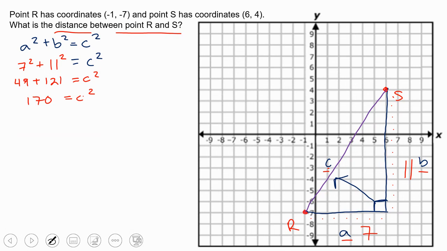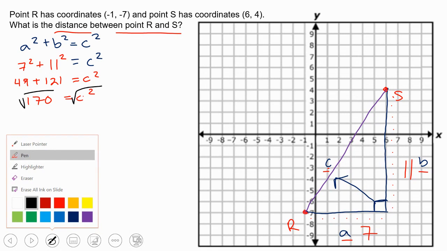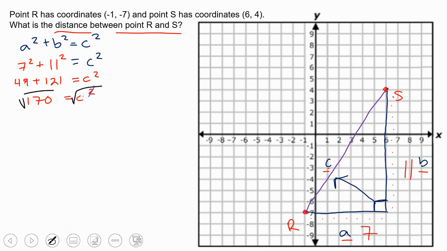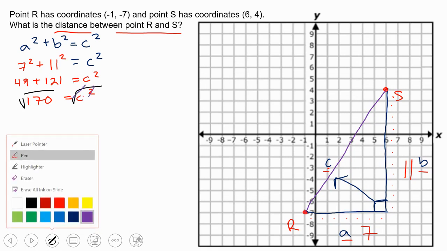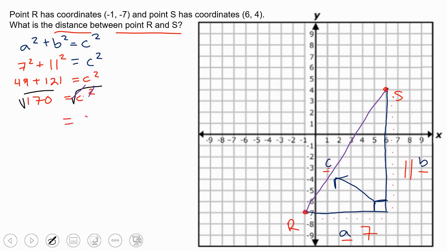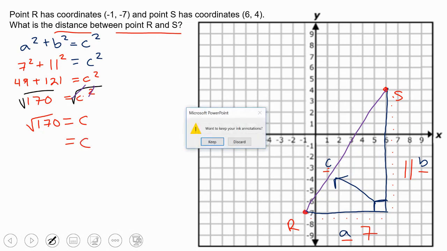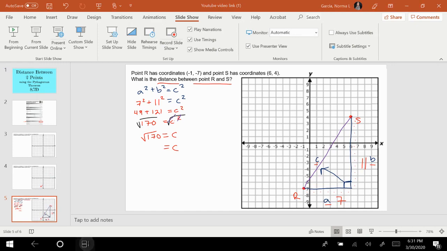So just like we discussed before, in order to find just the letter C, when it's squared, we take the square root from both sides. These two are going to cancel out, leaving me with just C. Now, if you didn't have a calculator, this would be perfectly acceptable, the square root of 170. But because we do have a calculator, we're going to go ahead and simplify that square root of 170. So let me go over here.